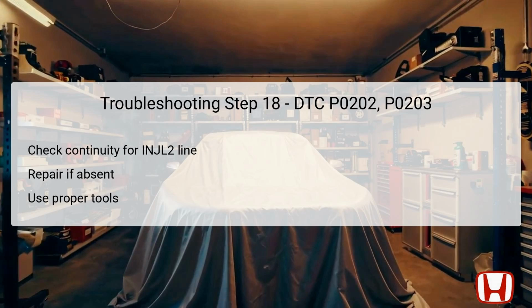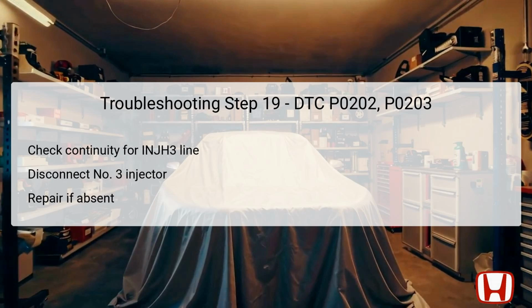If continuity is present, that means the line is functioning properly. If continuity is absent, you will need to conduct repairs on the INJL2 wire between the PCM and the injector. Having the right tools at your disposal, like an ohm meter, will aid tremendously in troubleshooting these issues efficiently.